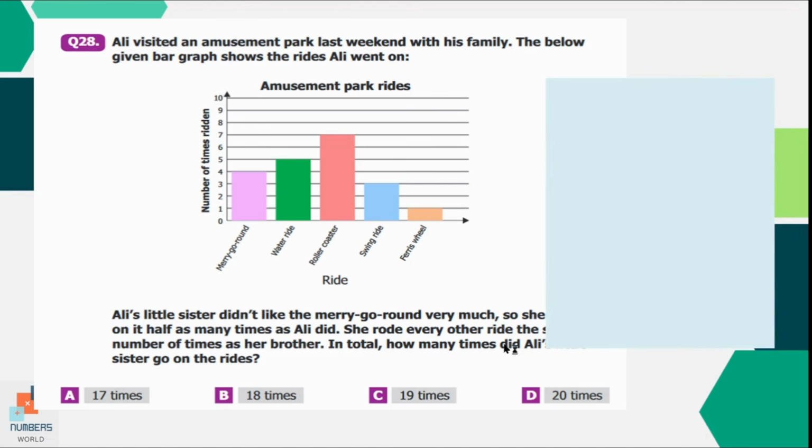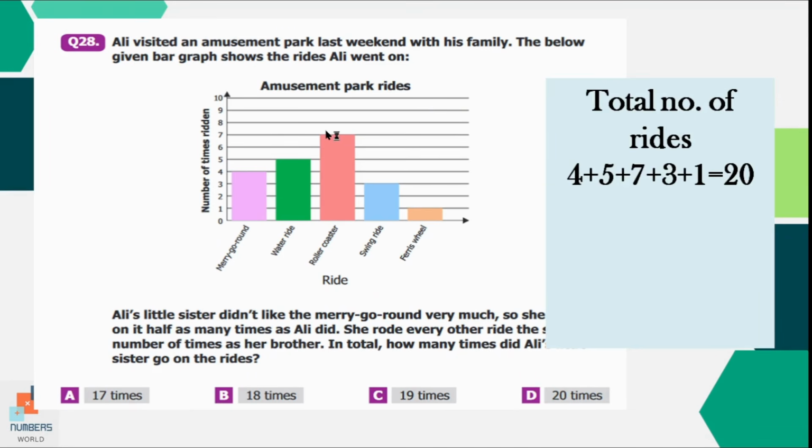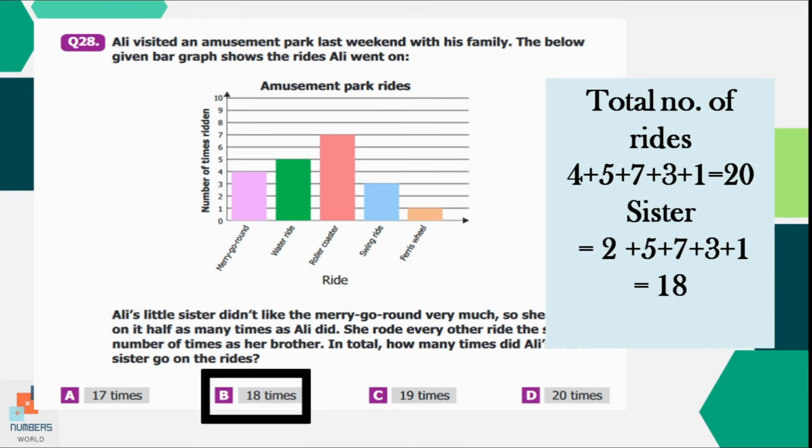So here, let's count the total number of rides for Ali. He went on the merry-go-round 4 times. He took the water ride 5 times, roller coaster 7 times, swing ride 3 times, and Ferris wheel 1 time. So the total number of rides Ali took is equal to 20. His sister didn't like the merry-go-round a lot, so she took it half as many times as Ali did. So half of 4 is 2, and she rode every other ride the same number of times as Ali did. So the total number of rides Ali's sister took is equal to 18. So option B is the correct option here.